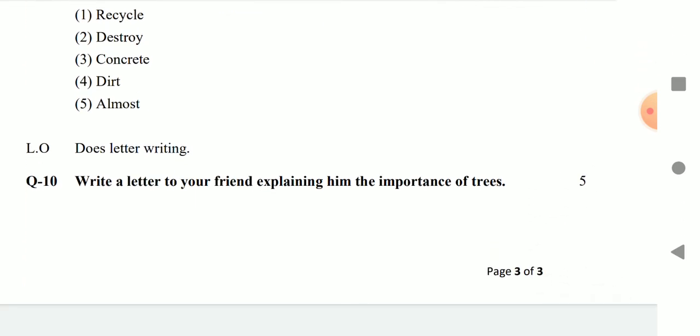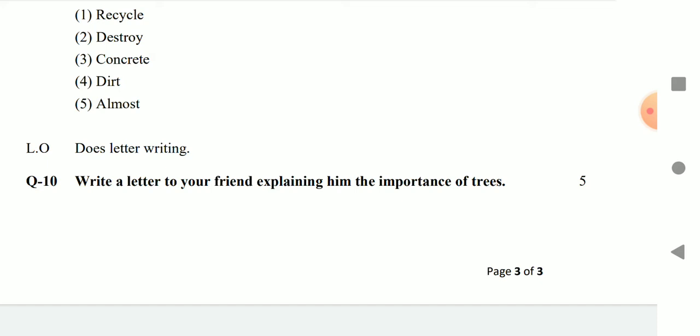Question 10. Write a letter to your friend explaining to him the importance of trees. You guys already know how to write an informal letter to your friend. So make sure that all the things which are necessary in a letter are there. And then just a few points about the importance of trees.